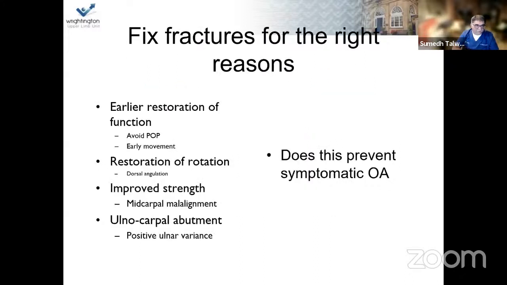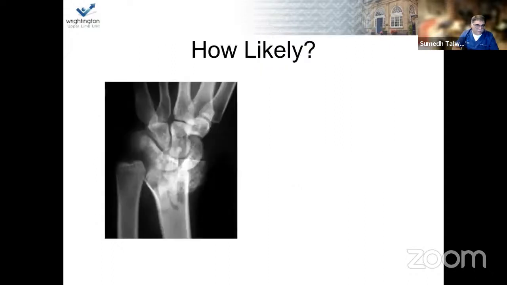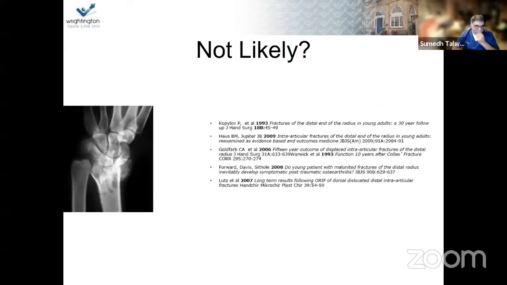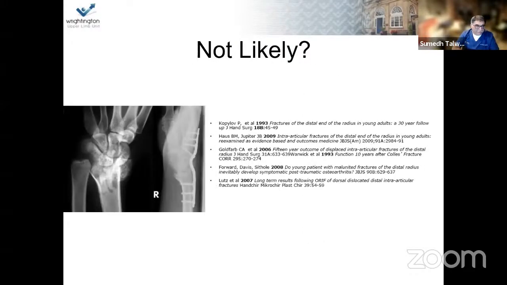In my view, fractures should be fixed for the right reasons, and they should be done for earlier restoration of movement, function, rotation, strength, and preventing things like ulnar carpal abutment. Does this really prevent osteoarthritis? How likely is it for something to become something like this? There is no support in the literature for this. It is increasingly likely that although patients do have some diminution of joint space, this does not necessarily lend itself to symptomatic arthritis of the distal radius or of the wrist that would require fixation.